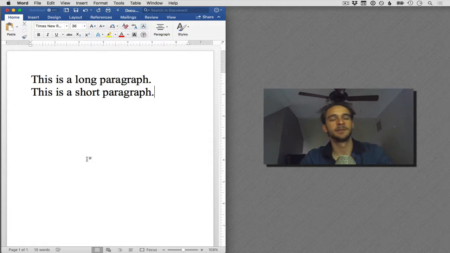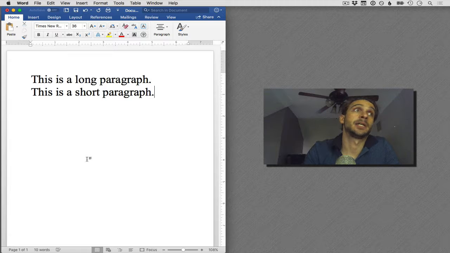LPs and SPs, long paragraphs and short paragraphs. So we talked about this when we looked at your rough drafts in last Monday's class. How long does a paragraph need to be? As long as it needs to be, but no longer than that. So is there such a thing as a long paragraph? Totally. Is there such a thing as a short paragraph? Totally. The problem is when a paragraph is too long or too short.